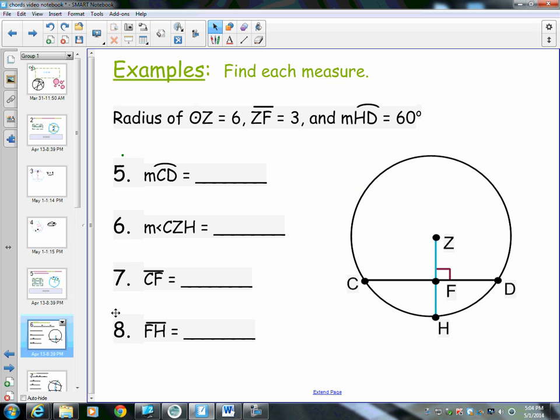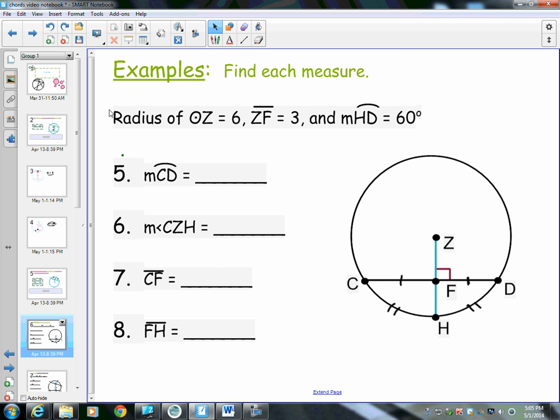So what does an example look like? There's actually a couple pieces in this. First off, we have a radius and a chord: radius ZH and chord CD. We can notice that they intersect at a right angle, meaning they are perpendicular to each other. That means the segment CF and the segment FD are congruent to each other, because the radius bisects the chord. We also know that the arc CH has to be congruent to the arc HD.